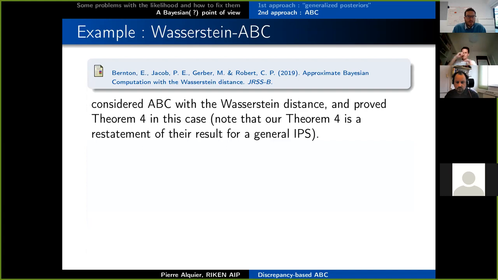Actually, this paper, I know that Mathieu was online at the beginning of the talk, so I say hello also to Mathieu. This paper, ABC with Wasserstein distance, was of course very influential in our own study.